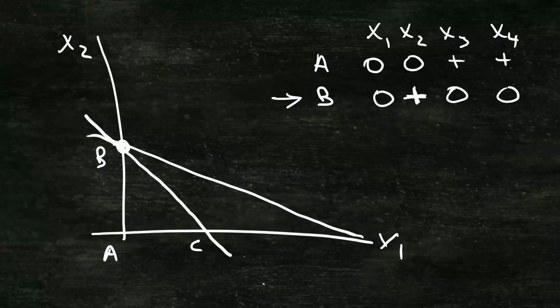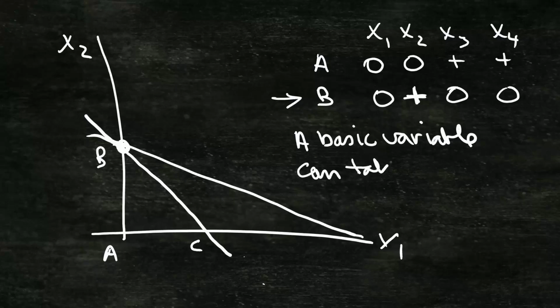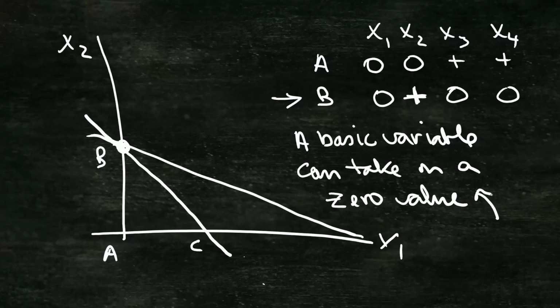And it turns out that when you do the simplex method, you will observe that a basic variable can take on a 0 value. And when that happens, that you have the list of basic variables, you have your B and your N, and you'll see that there's a variable in the basis, but its value is 0, then you have a degenerate solution.